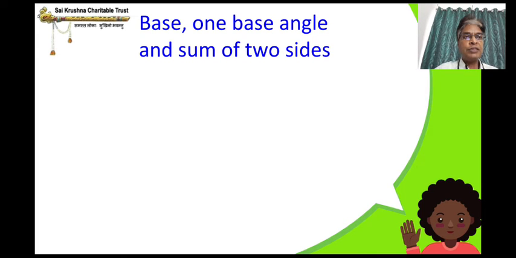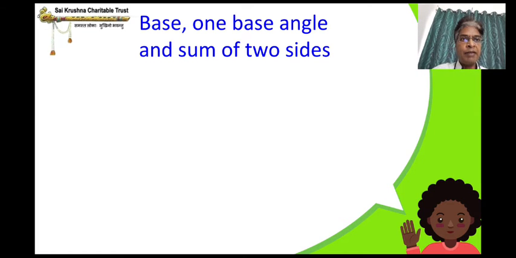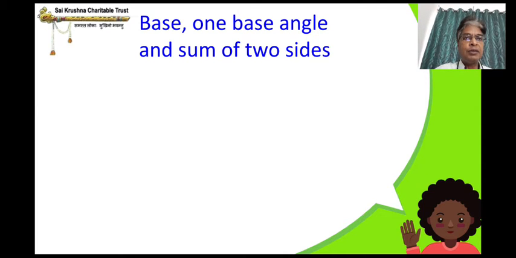So the first one we are going to see in this part is: the base length is given, then one base angle will be given, either left side or right side, and the sum of 2 sides will be given. That means they will not give you sides separately, they will give the sum of 2 sides equal to so much. Practical examples of why this is required we will see at the last part of this chapter, but for the moment you only understand how to construct the triangles.